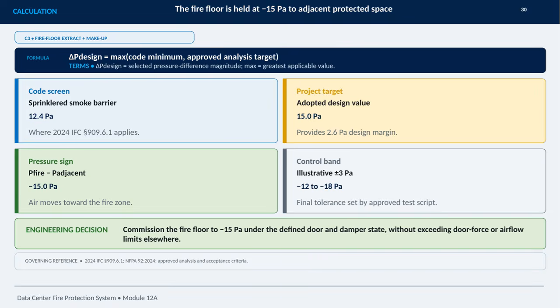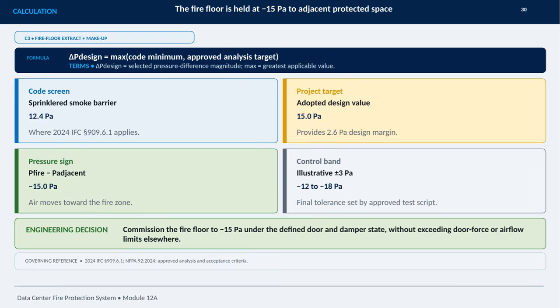The pressure sign is important. The relationship is fire zone pressure minus adjacent space pressure, so a result of negative 15 pascals means air is intended to move toward the fire zone. For control purposes, the illustrative band is plus or minus 3 pascals around the target, or negative 12 to negative 18 pascals. The final tolerance must come from the approved test script.